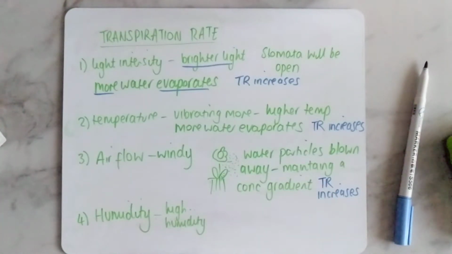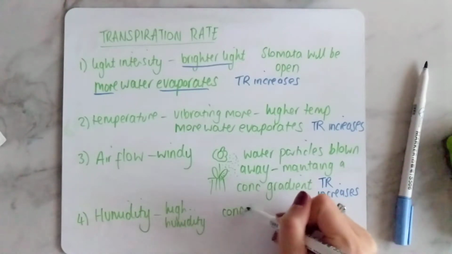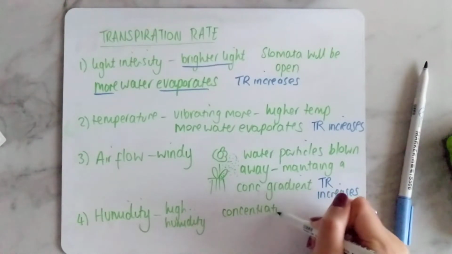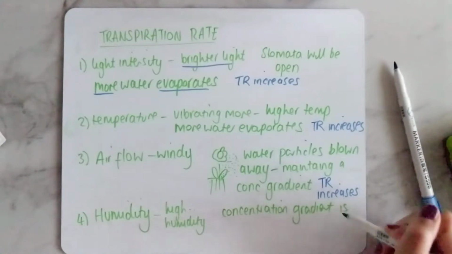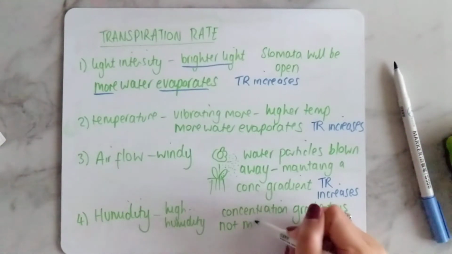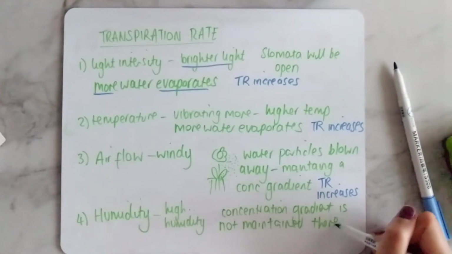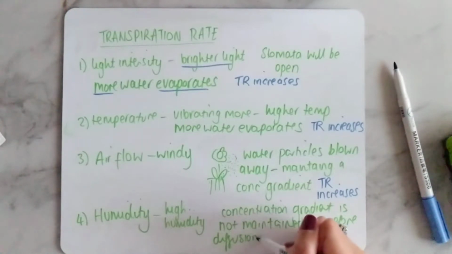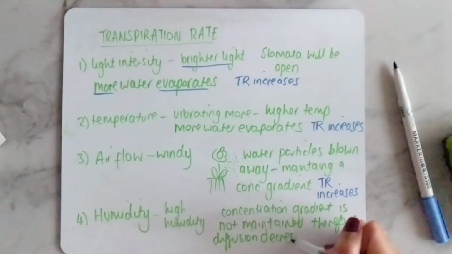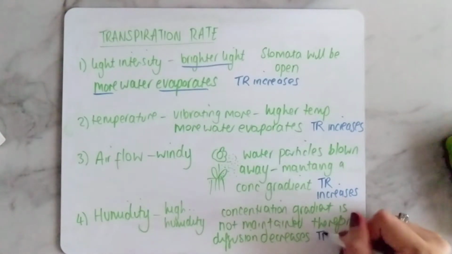So in terms of high humidity situations, we can say a concentration gradient is not maintained, therefore diffusion decreases and your transpiration rate decreases.